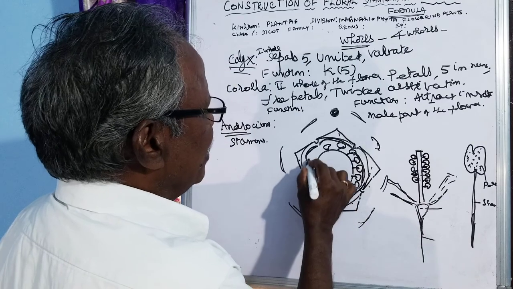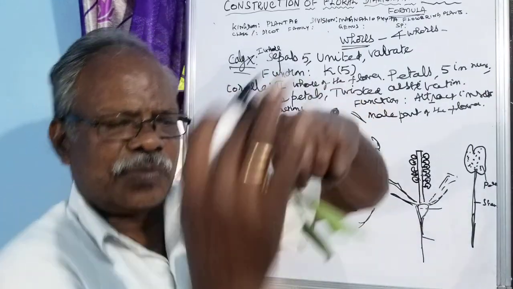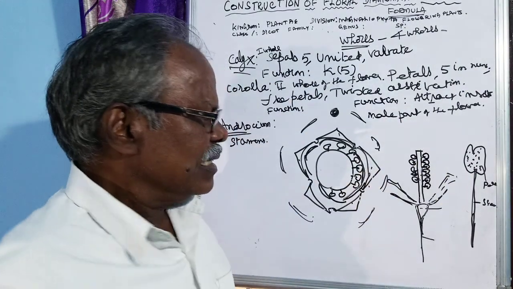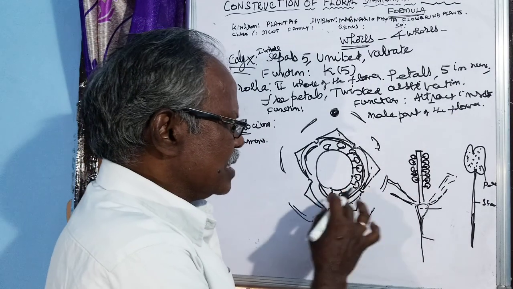So totally 5 in number. That is corolla. Corolla is one margin outer, one like that. Then the third whorl of the flower is androecium. Androecium is made up of stamens, monodelphous stamens.